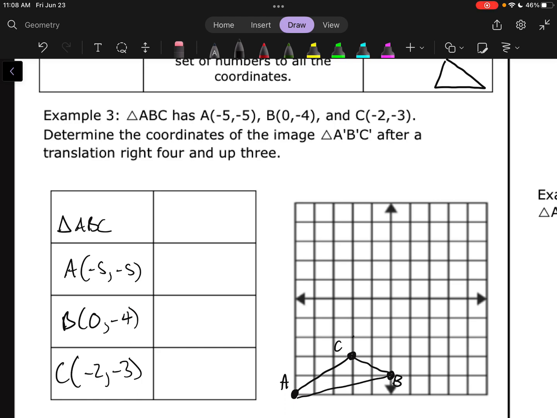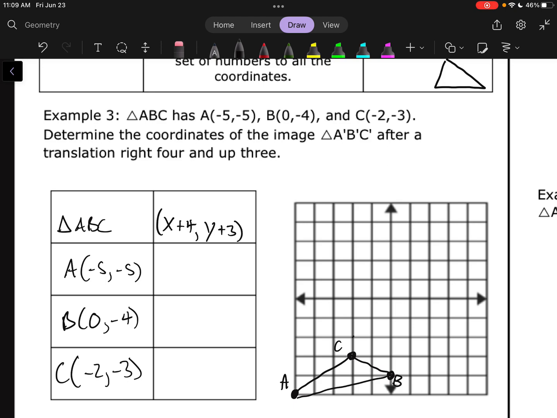So there's our pre-image. And we are going to translate right 4 and up 3. Now, if you're going right or left, that is going to affect the x value. And to the right means we're adding. So that'd be x plus 4. And then moving up or down is going to be the y value. And moving up is plus. So our rule here is x plus 4, y plus 3.